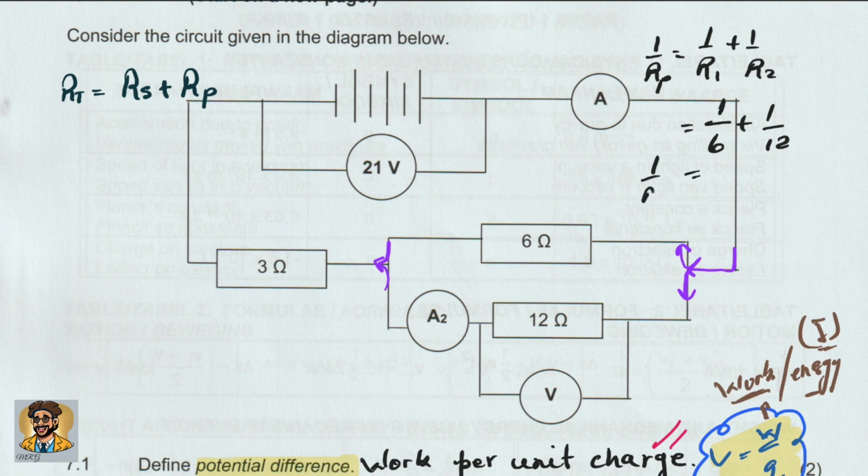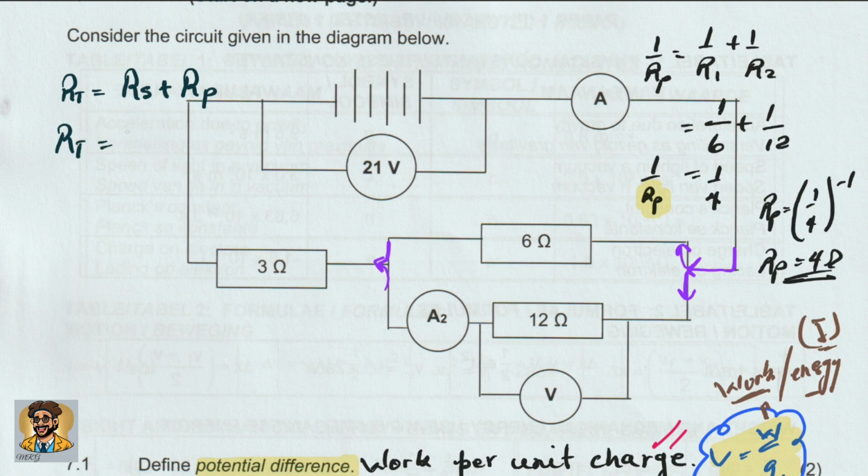So 1 divided by Rp is equal to 1 over 4. But note, we're looking for Rp, not the denominator. So we come back here and say Rp is equal to (1/4) to the negative 1. In other words, Rp is equal to 4 ohm. So this is important. Now we come all the way here to substitute in Rt. We have 3 plus 4, which was the resistance in parallel, and we have that the total resistance is equal to 7 ohm. That is how to calculate the total resistance.